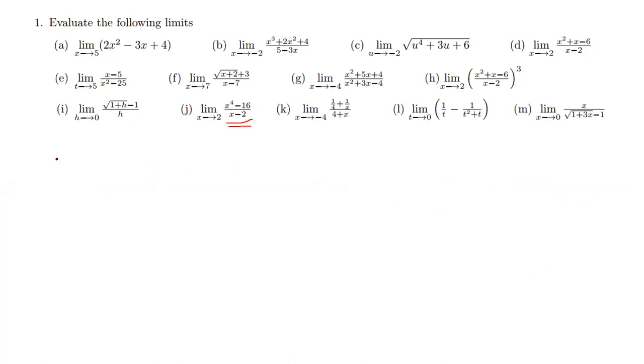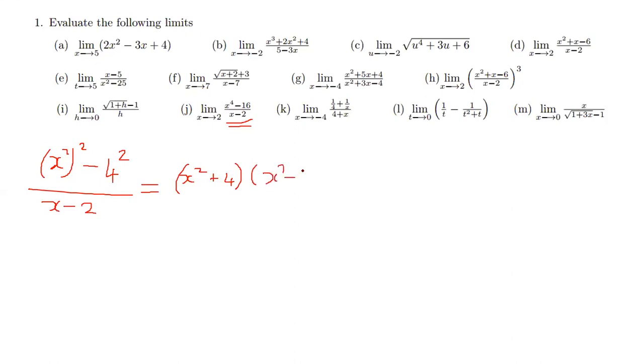I'm going to have something like this. So this x to the power 4 can also be written as x squared, then raised to power 2, then minus 16 can also be written as 4 squared. So we can see that the numerator is the difference of two squares. Since this is the difference of two squares, we can write it as x squared plus 4, and then this other part can be written as x squared minus 4, then everything over x minus 2.